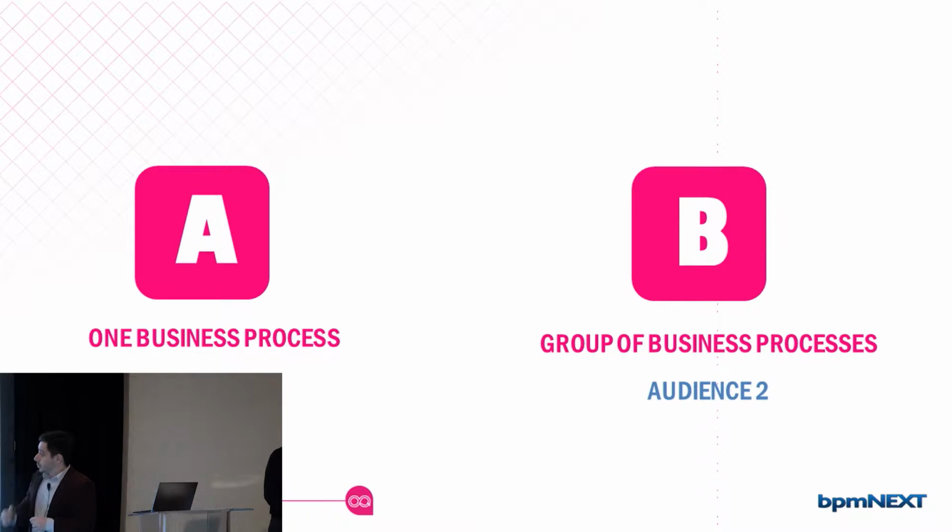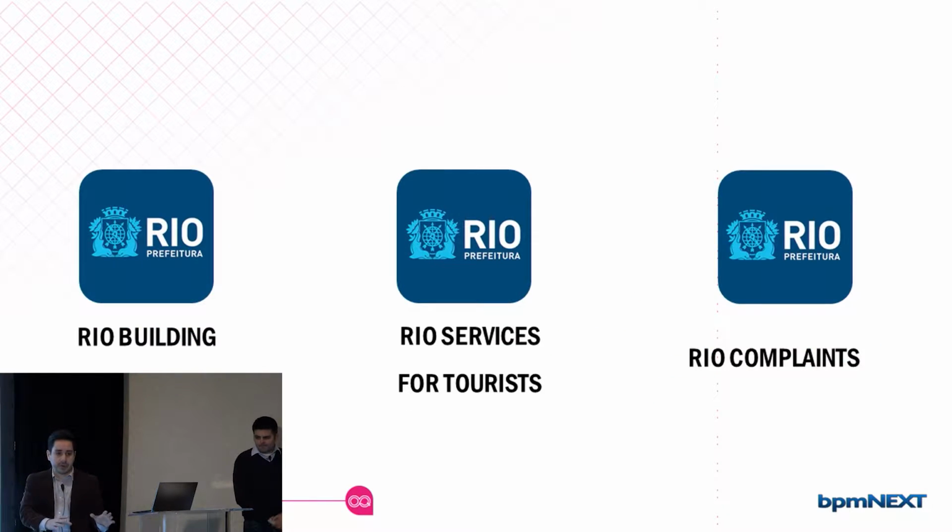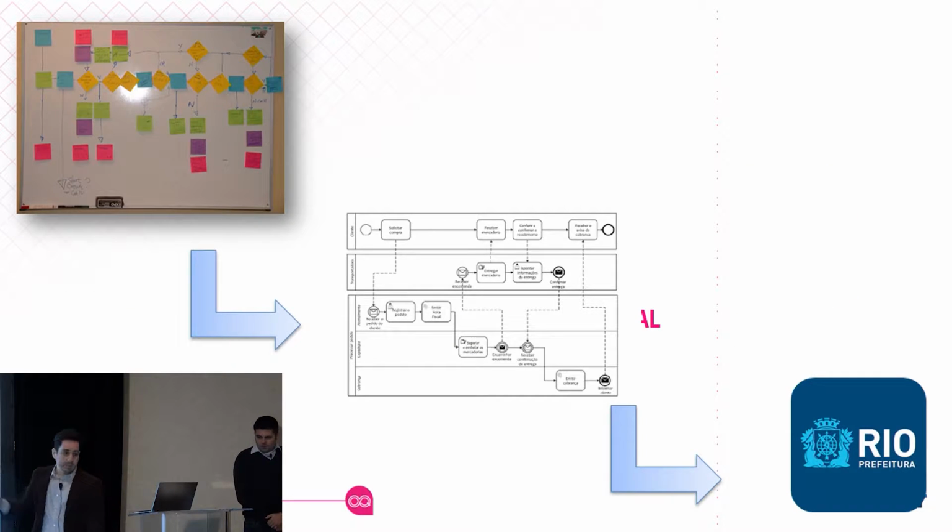Our customers are able to deploy, for example, one app dedicated to one business process for a single audience, and another app for a group of processes for a completely different audience. For example, this city hall, Rio, everybody knows, could deploy an app for building permits for local business, another for tourists, another for citizens to complain. These are very different apps.